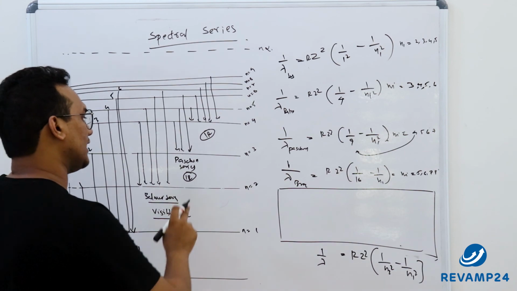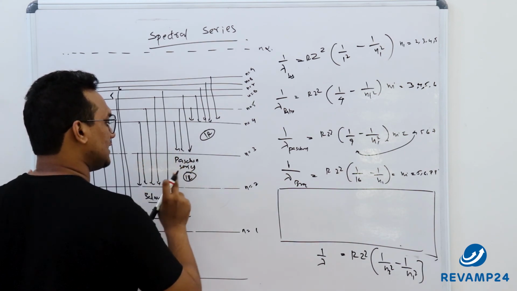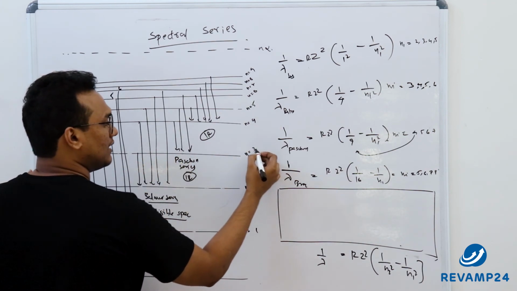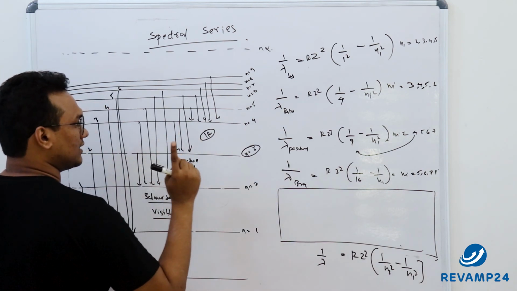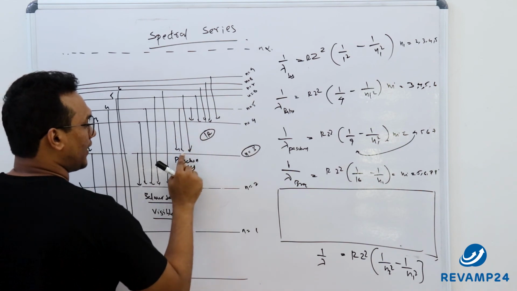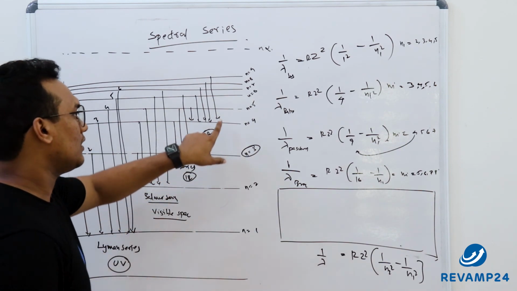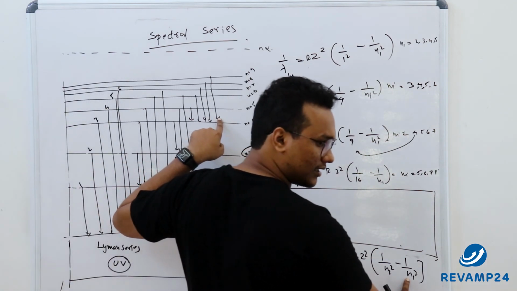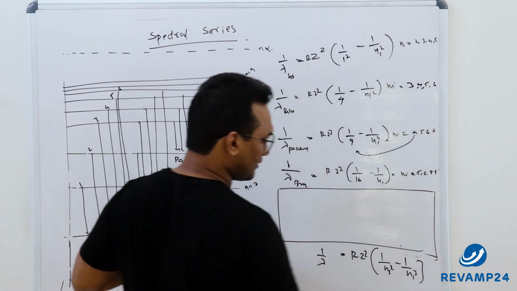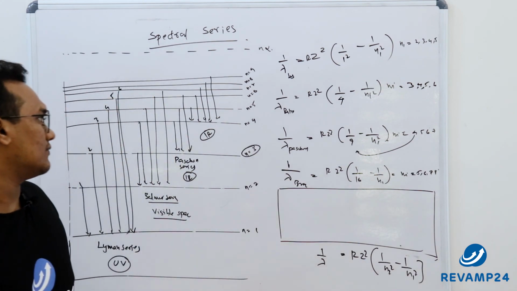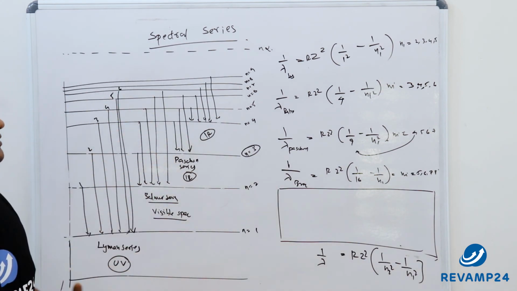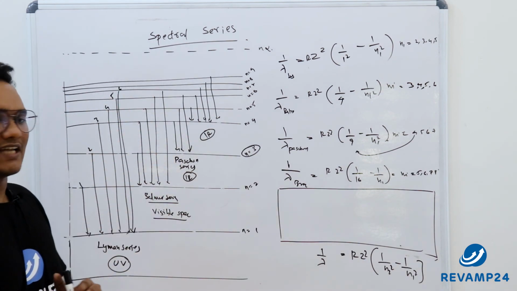If they say the second line from Paschen, meaning to n equal to 3, the first one is 4 to 3 and the second is 5 to 3. So you have to put 5 in this equation as initial and 3 as final and get the value. You will get the wavelength associated with that. So learn this. This is very, very important. That's all. Thank you.